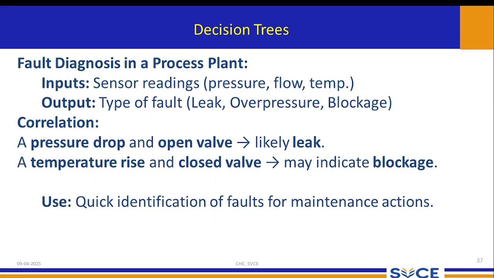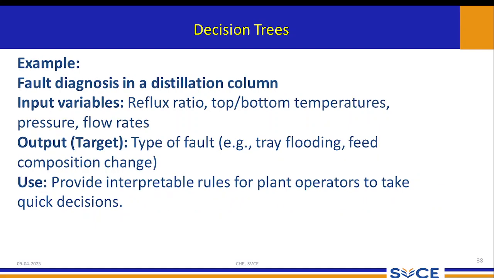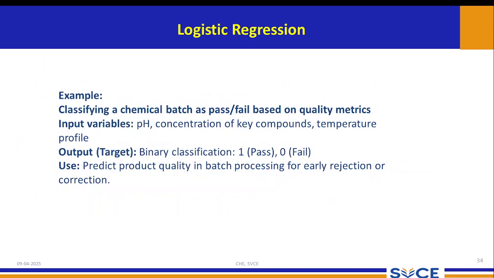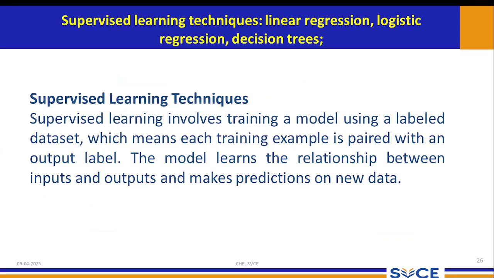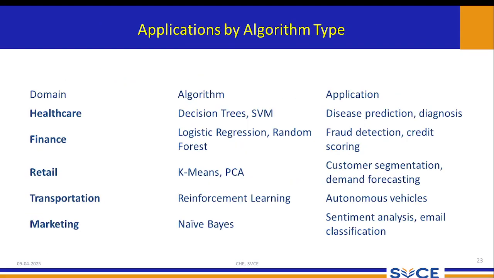For diagnosis in a process plant, a pressure drop with an open valve may indicate a leak, or a temperature rise with a closed valve may indicate a blockage. These are the examples we have seen. I hope you understood the recap of the first two lectures discussed in unit 3.